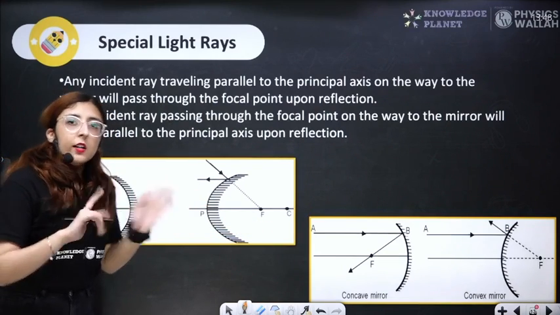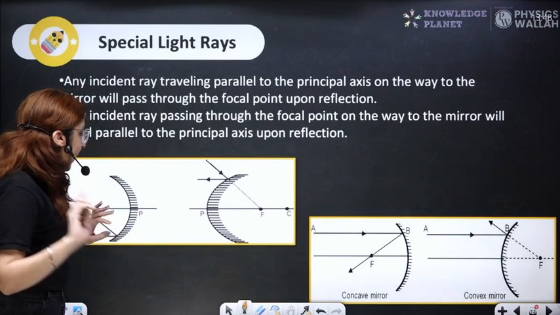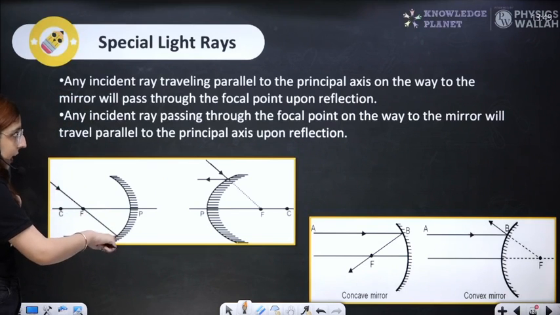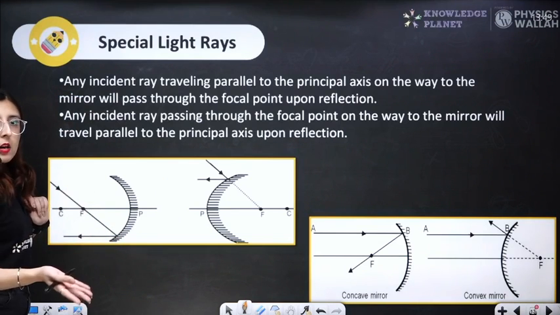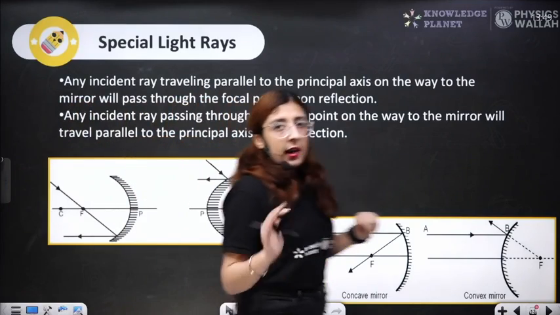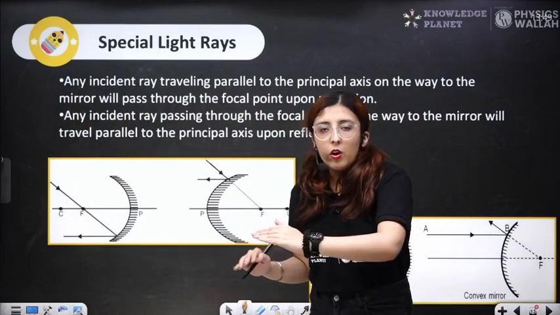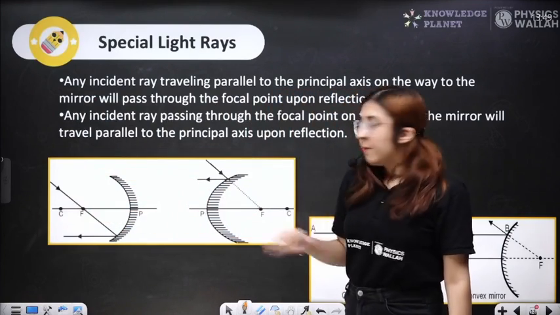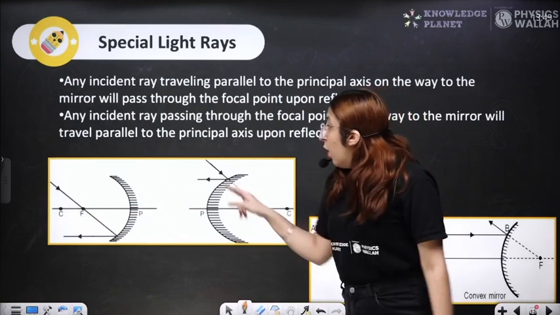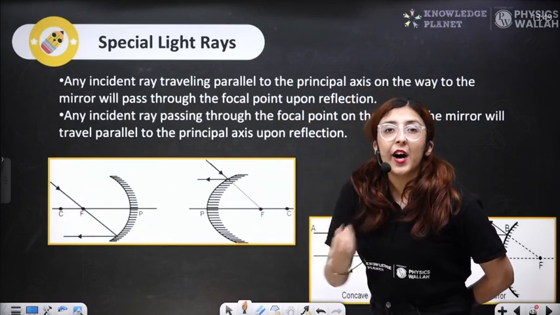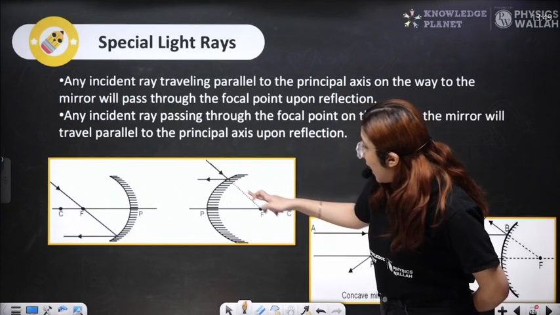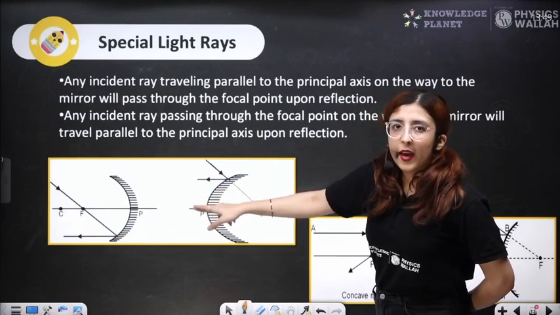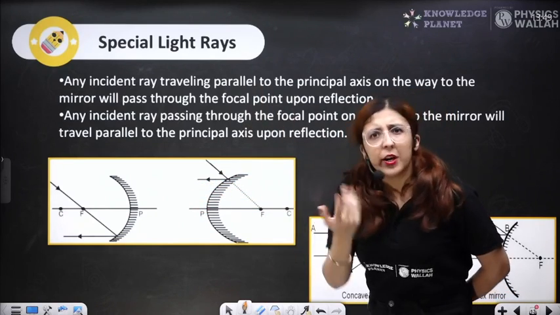Now, invert this whole case. A ray that is passing through the focus, after reflection, will travel parallel, it will become parallel. So if the ray is parallel, it will pass through the focus, or if the ray is passing through the focus, it will become parallel. Have a look over here in the convex mirror. A ray appearing to pass through the focus, after hitting the mirror, will also become parallel. So learn one, the opposite you can do.